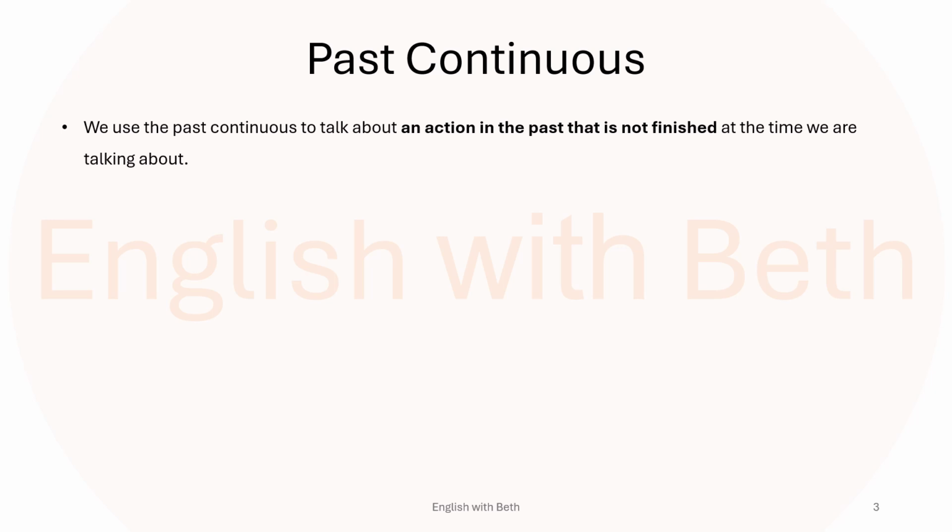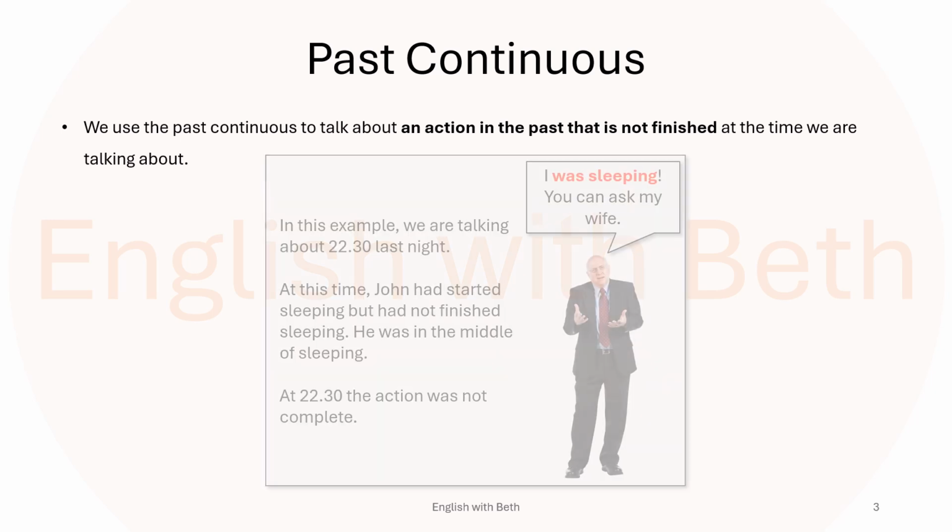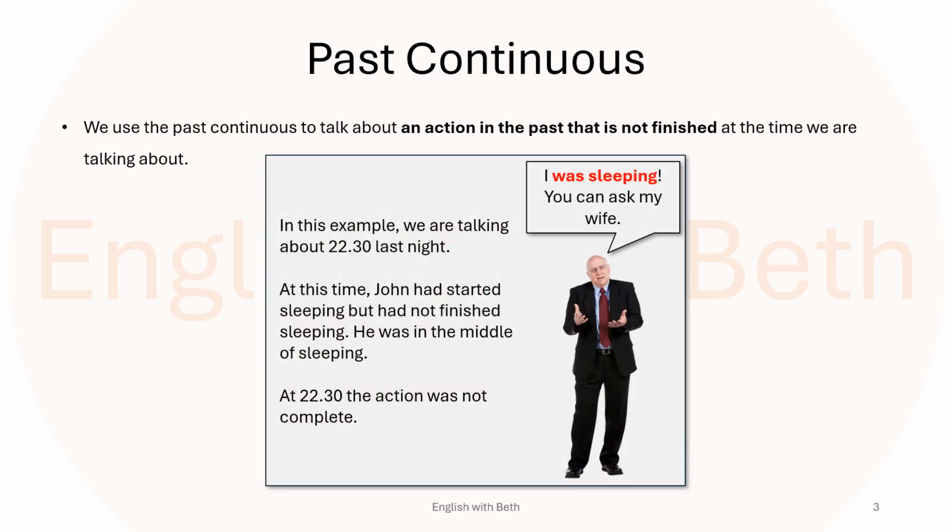We use the past continuous to talk about an action in the past that is not finished at the time we are talking about. So in this example, we are talking about 10:30 last night. At this time, John had started sleeping, but he had not finished sleeping. He was in the middle of sleeping. At 10:30, the action was not complete.